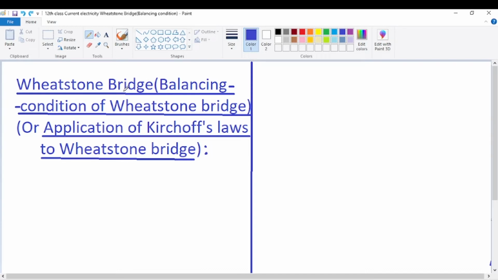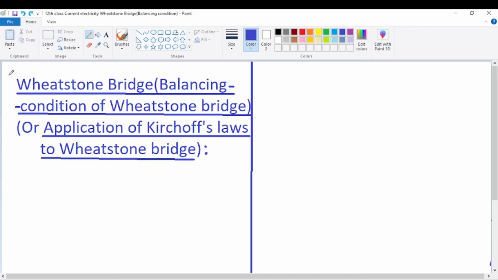Now, what is a bridge here? Wheatstone is the name of a scientist. Bridge is nothing but a network or a mesh or a group of resistors connected together to form a closed circuit. That network of resistors itself is simply called a Wheatstone bridge. The actual definition will be coming immediately here in the topic itself.